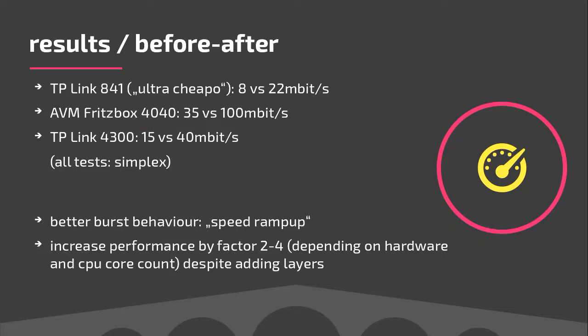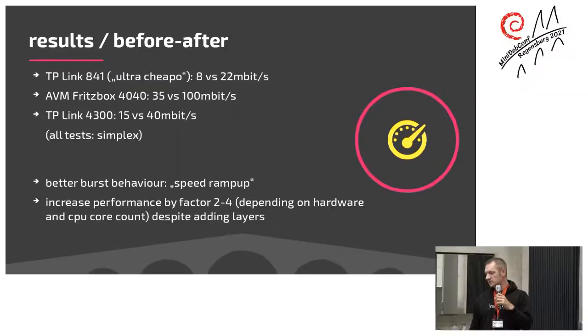The results. Let's talk about the performance increase. The very smallest router we have in our network, the tiny, ultra cheap TP-Link 841, more than doubled the performance from 8 to 22 megabits. The more recent multi-core Fritzbox 4040, which is also very cheap, makes 100 megabit meanwhile. And an average Freifunk router, the TP-Link 4300, increased to 40 megabit. So this is all an improvement on more than the double scale, which is pretty surprising.